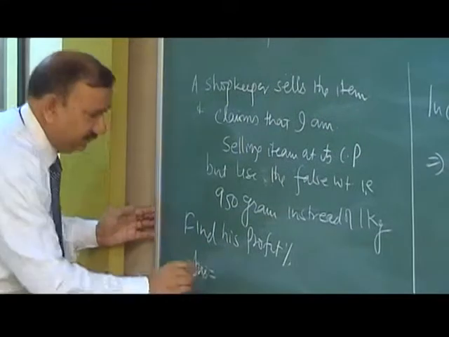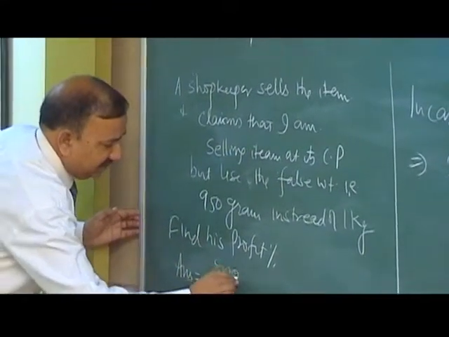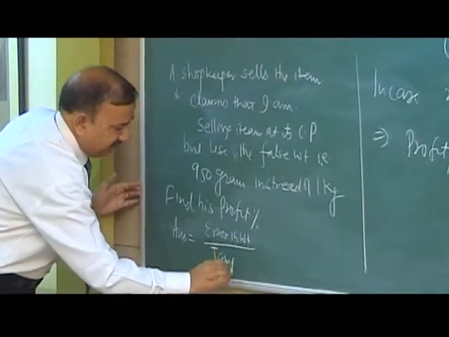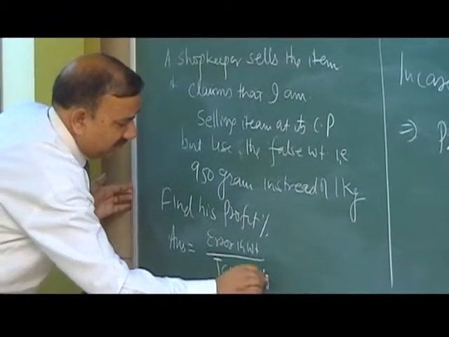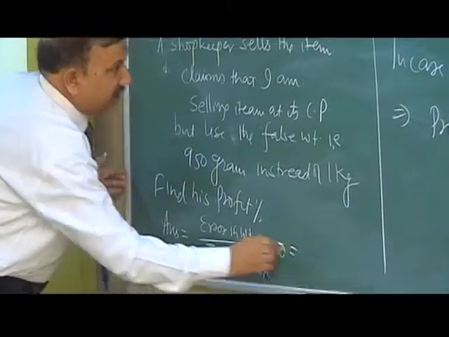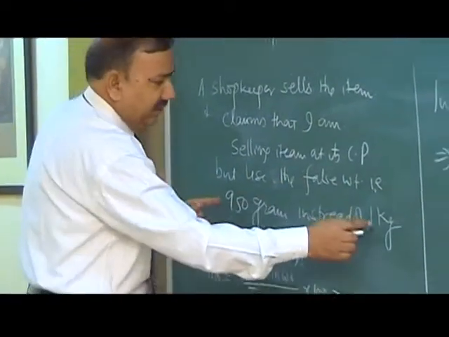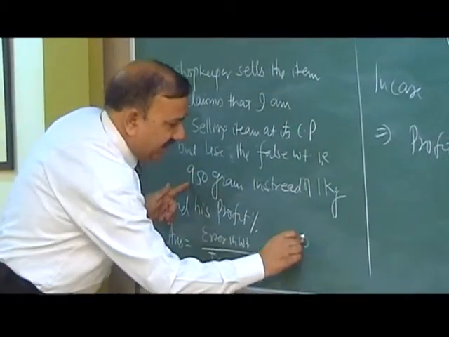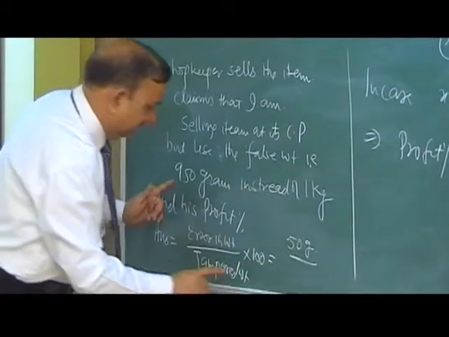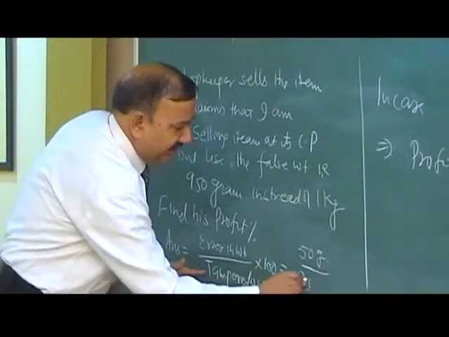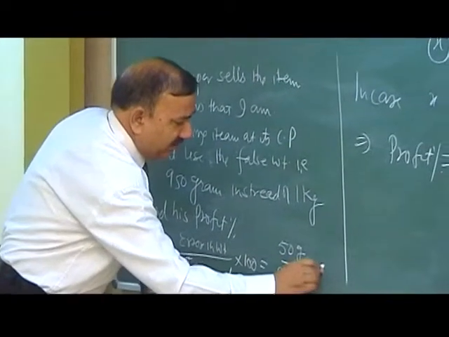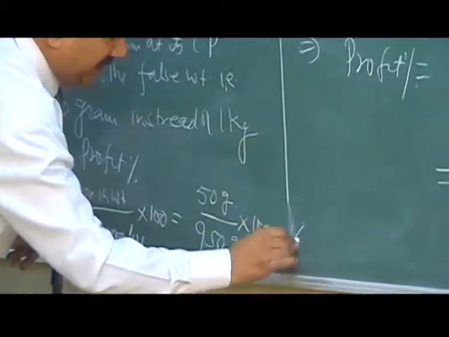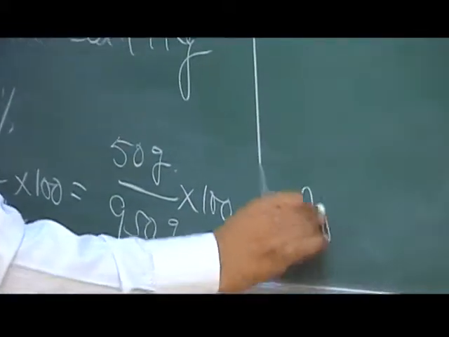We get the answer: error in the weight divided by tempered weight into 100. So what is the error? We are giving 950 gram instead of 1 kg. There is an error of 50 gram. Tempered weight is 950 gram, into 100. We simplify it, and we will get the answer. This is a percentage, this is profit.